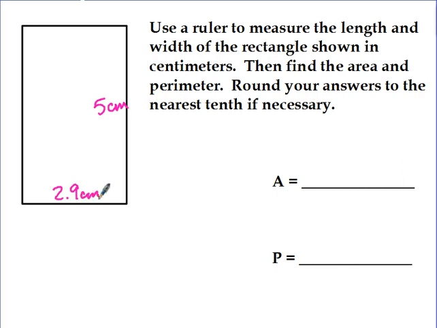I know there's human error to consider, so on each side, you're always going to get a 0.1 centimeter leeway. So for this one down here, if you had 2.8, 2.9, or 3.0, that's good. With the 5, you would get 4.9, 5, or 5.1. All of those would be good. But those are our two measurements. So again, we're just going to multiply to get our area, which would be 14.5 centimeters squared. And then our perimeter, if we add them all up, you get 15.8 centimeters.